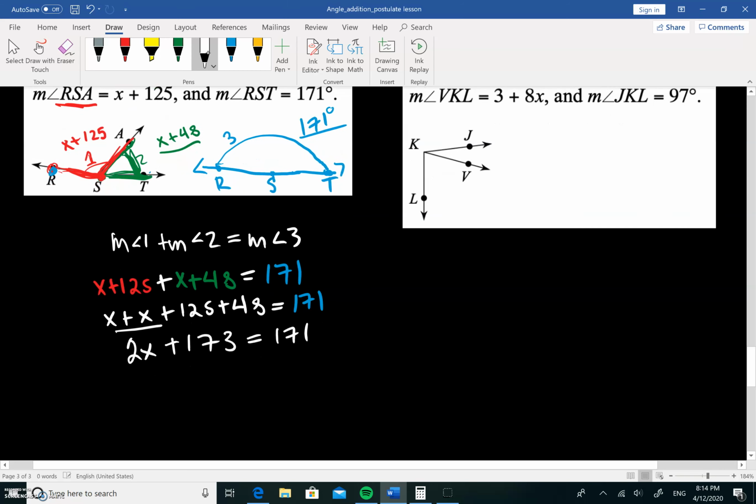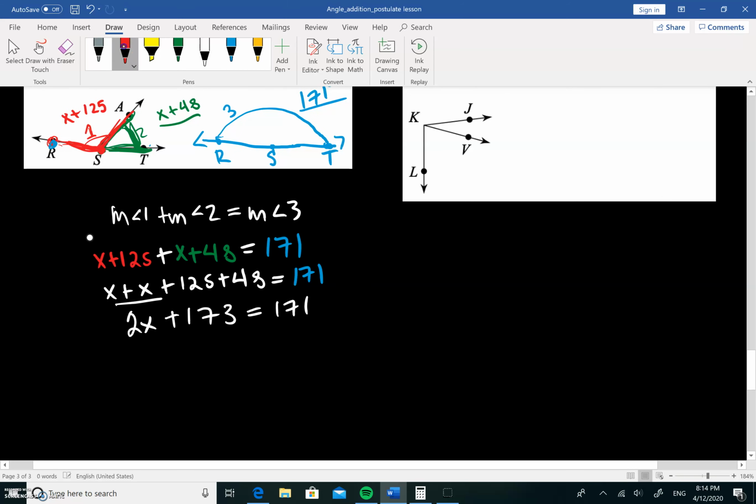We have a two-step equation. So to solve this, we use inverse operations. The opposite of 173 is going to be negative 173. And we have to do this to both sides so we can keep the equation the same, so we can balance them out. So this is going to cancel out, and we have this is equal to -2.